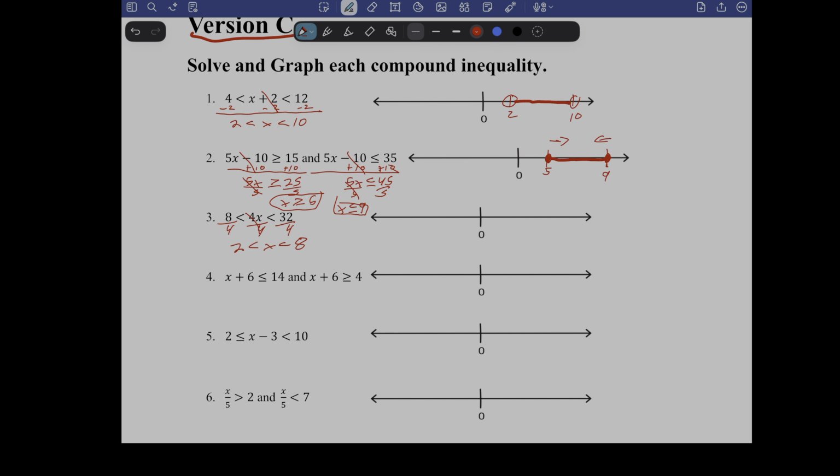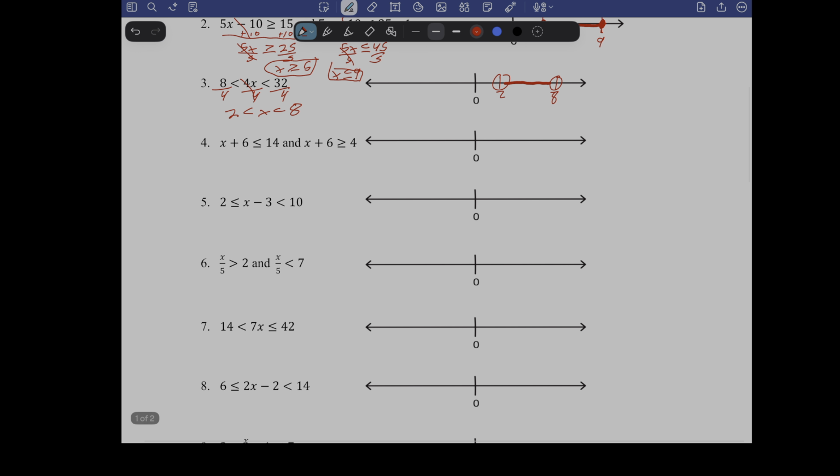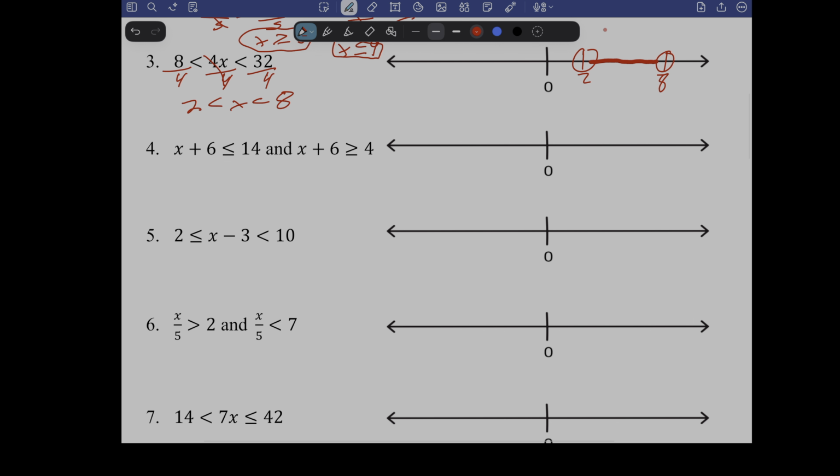Here we go. So my x is going to be in between the 2 and the 8, and they are going to be holes. So there's a 2, and there's an 8. There's a hole. There's a hole. And when the x is written in between, we just show it on the graph like that. It's everything in between.